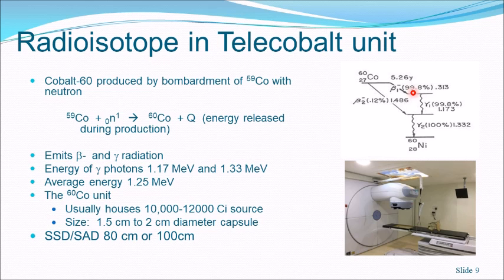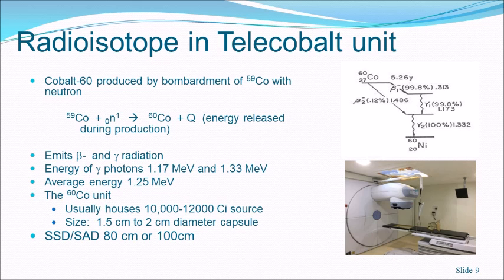And it takes it to a little higher energy level, and then it comes to ground state by emitting two photons of energy 1.173 MeV and 1.33 MeV, and it becomes a stable nucleus of nickel. These two photons of 1.17 MeV and 1.33 MeV are nearly equal in number, 99.8% and 100%. So we can take a mathematical average of it, and the average energy from cobalt is 1.25 MeV.